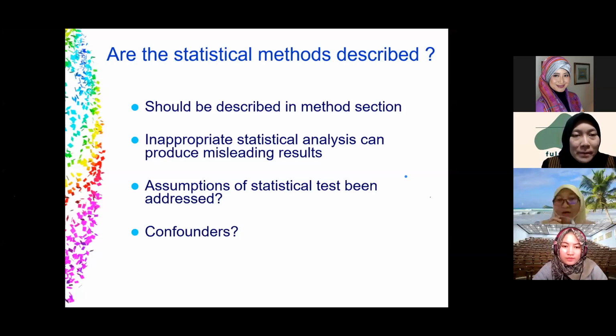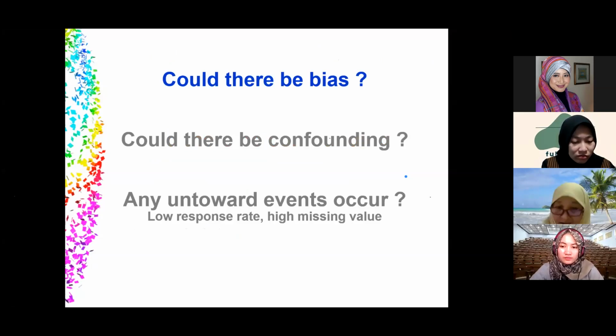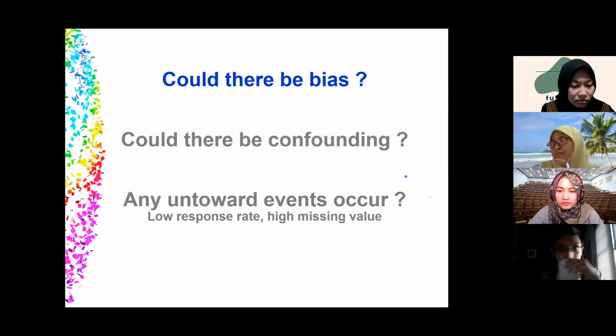Boleh. Alright, whether in the statistical method they describe about confounder, yeah? Now come to conduct of the study. When we appraise paper, the part at data collection. When we read data collection part in a paper, these are the things that need to come into our mind. Number 1, could there be any bias when they collect the data? Number 2, could there be any confounding? And number 3, any untoward events occur.